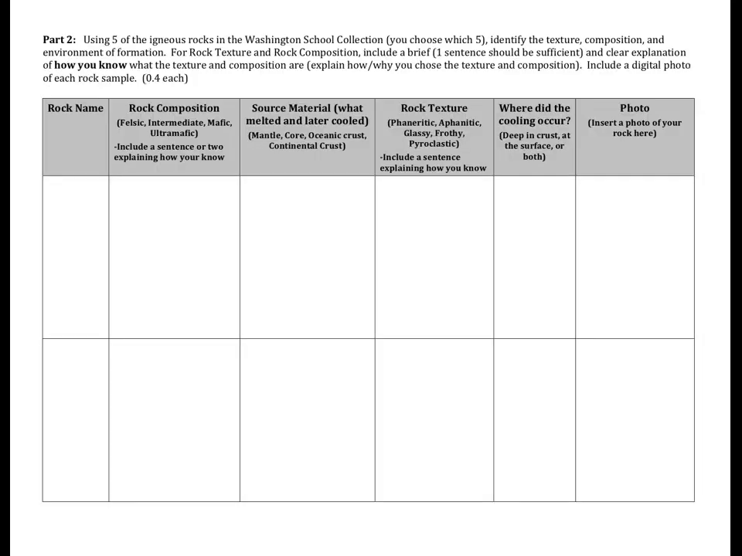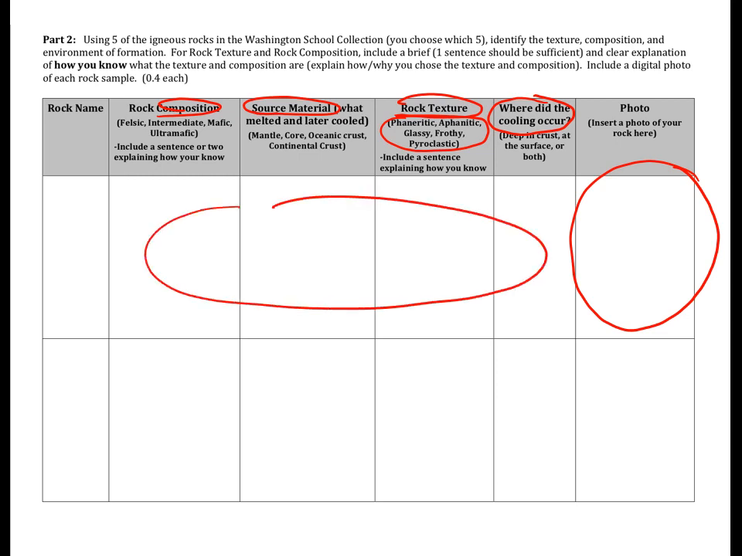The next 2 pages of the lab look like this, where you're going to be looking at your igneous rocks in your rock and mineral collection and identifying some things such as their composition. Are they light colored or dark colored? What was therefore the source material? What does that tell you about what melted to make that rock? You're going to be looking at the texture and identifying the specific names, phaneritic, etc., and what that tells you about where it occurred. And here include a photo of your rock. I'd like to see a picture of each of your rocks so I can better understand what you're saying in these sections based on the rock that you're looking at. So you have 5 of these.